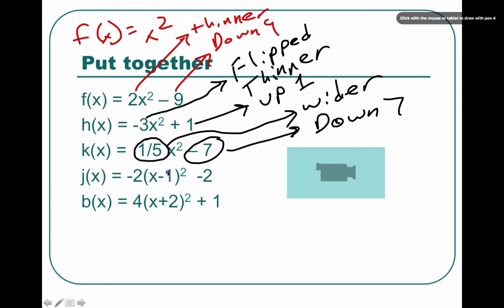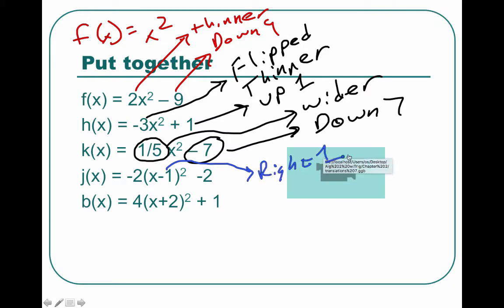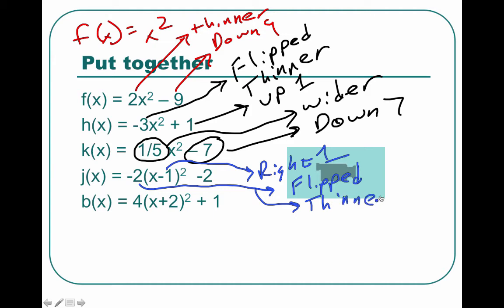Next, order of operations. The very first thing we would do, this is going to make it go inside the parentheses, right 1. This is going to make it flipped because of the negative. This is going to make it be thinner as well because of the 2. Going to go up faster, or down faster as in this case maybe. And this will make it go down 2.